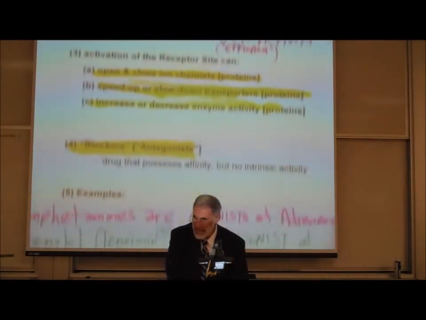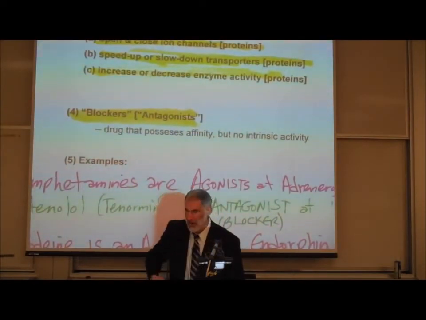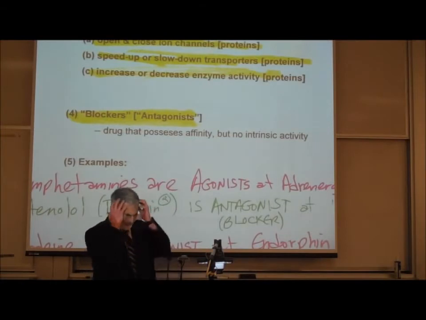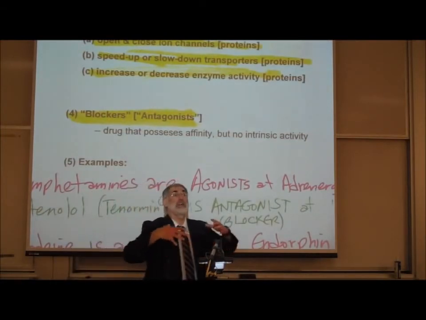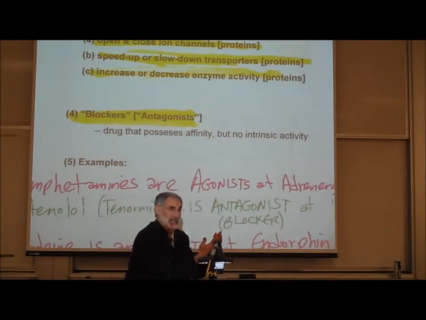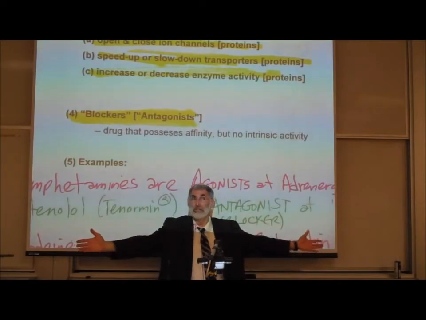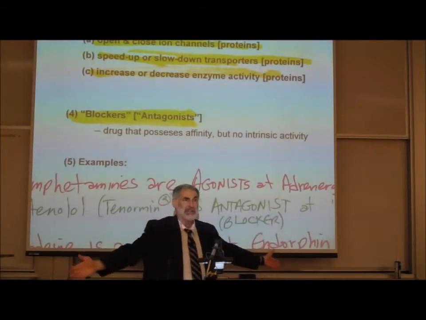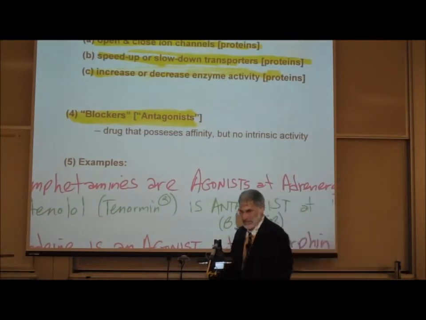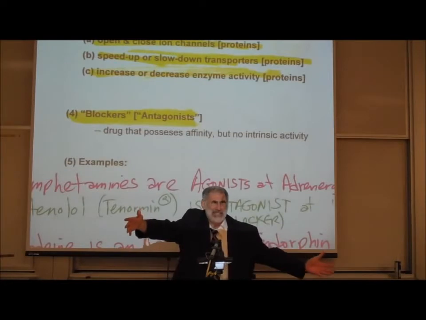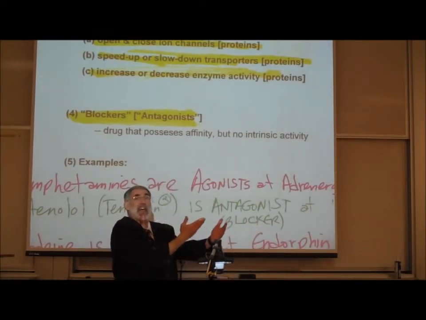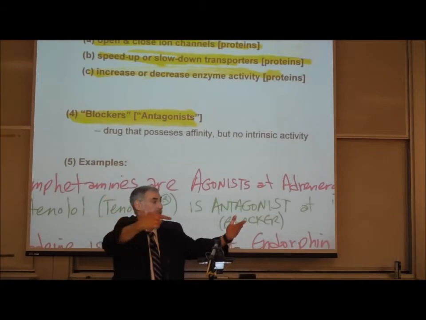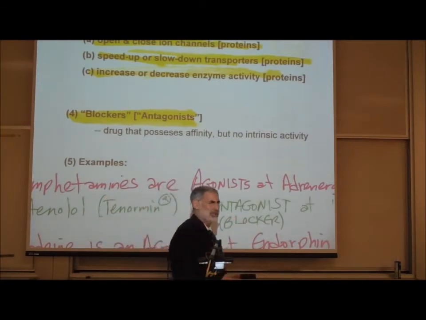Now, what's a blocker? A blocker is a drug that has affinity but no intrinsic activity. Imagine a drug that likes a receptor site. It binds to it, but it doesn't activate it. It just binds. So this is a drug that attaches to the receptor site and nothing happens. That's called a blocker or antagonist. Our first thought is, why would we ever want to do that? Because for as long as that blocker is attached to the receptor site, it's preventing our own natural hormone or neurotransmitter from activating it.